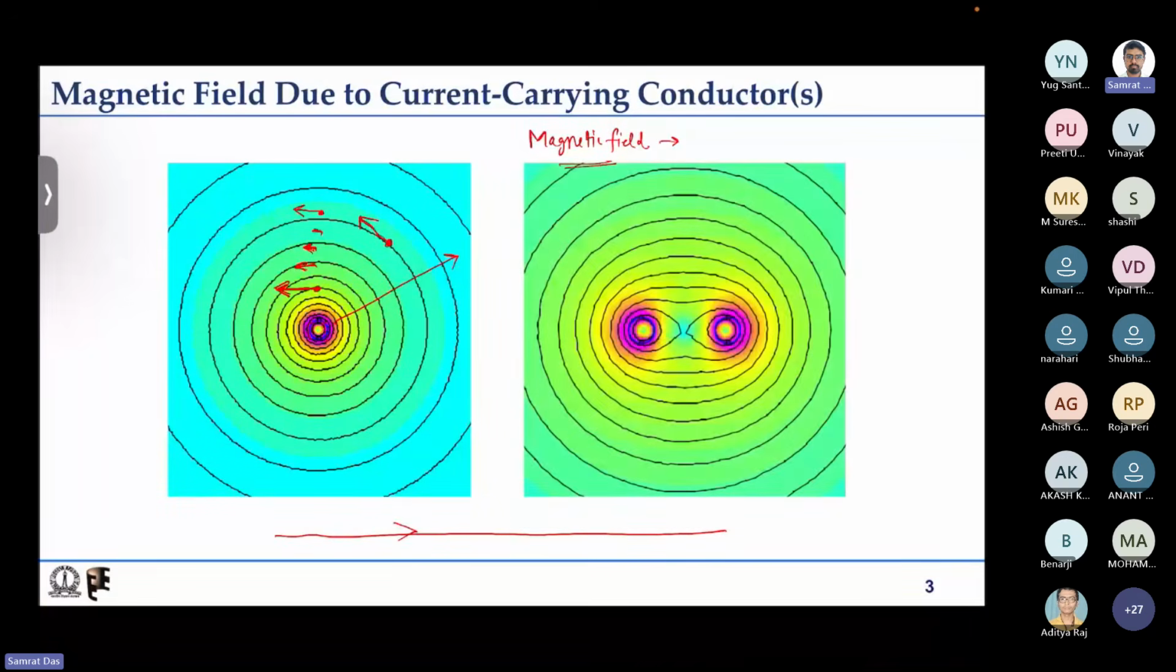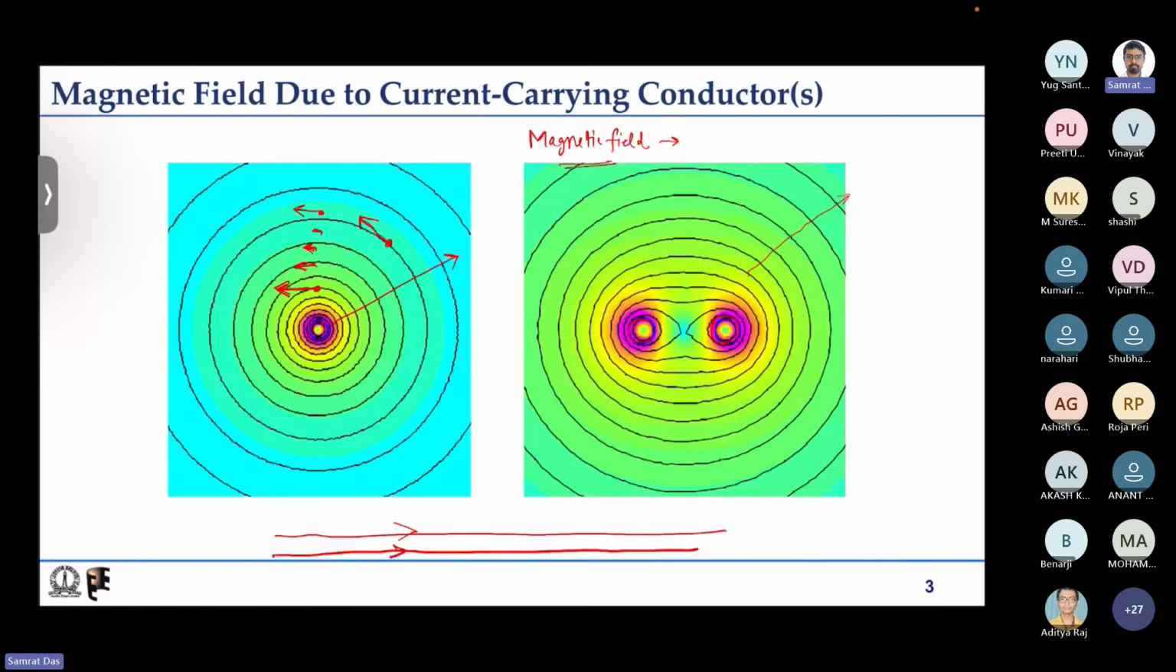Now what happens if we have two long lines side by side, having current in the same direction. This is one conductor, and on the left-hand side this is another conductor, and you can see that even in this case all the lines are enclosing at least one of the conductors, and most of the lines are enclosing both the conductors, because their fields are aiding each other as you go outward.